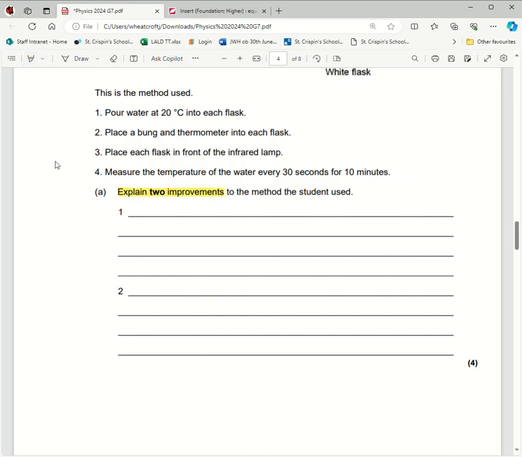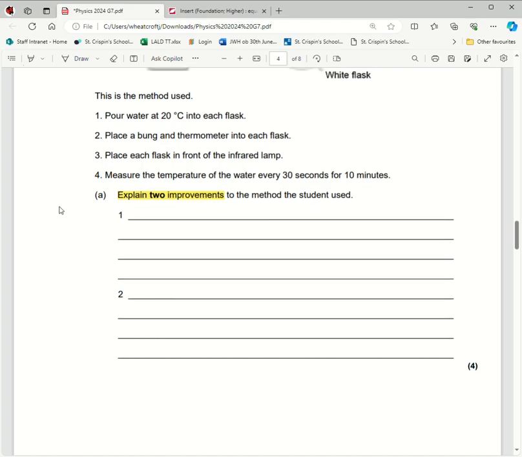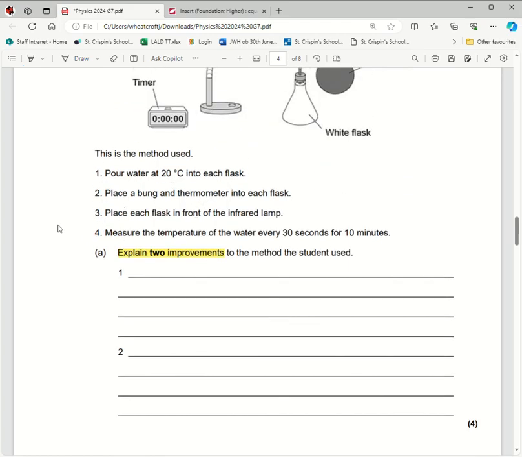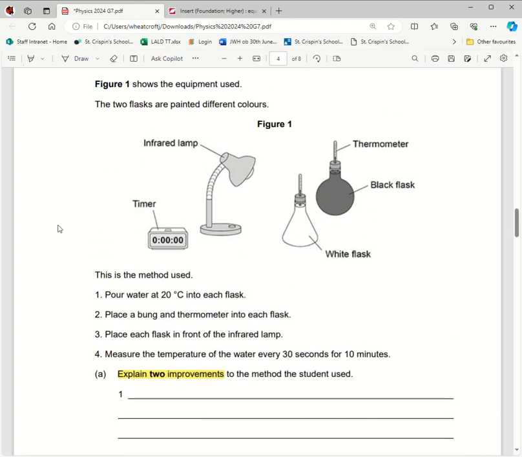And this is really important. We're going to get marks for just 2 pairs here. So it's both what the improvement is and why that improvement needs to be made. And this requires us to look at their method and identify which things they have not done. And this is a combination of the written method as well as visually the equipment that you can see.